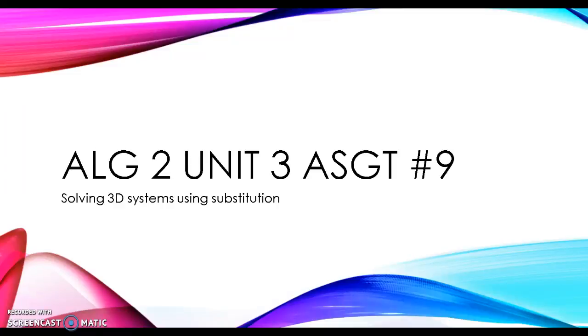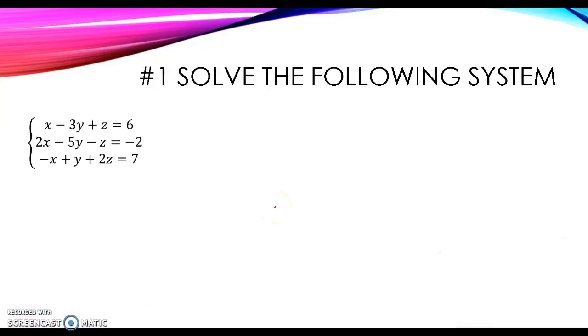All right, so in this assignment, we're going to be continuing our discussions with solving 3D systems, but instead of using elimination, we're going to be using the method of substitution. So let's go ahead and get started with this first example. This is just a general example with three different variables, three equations.